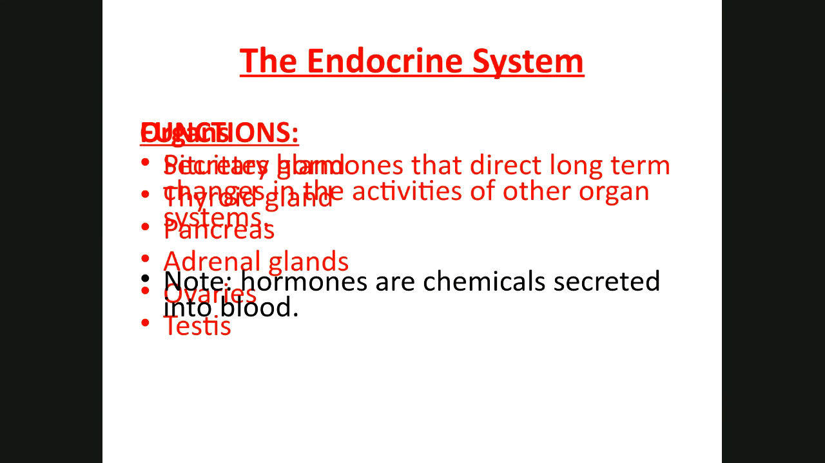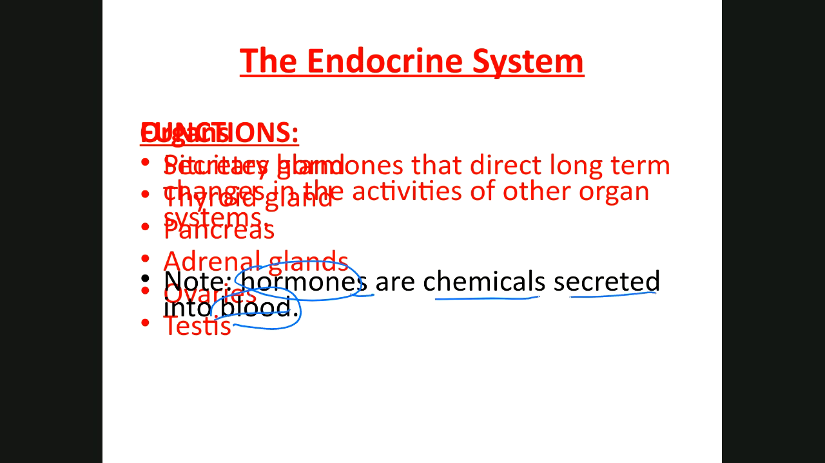And those are the systems that are going to be covered this semester. It starts with the endocrine system. This PowerPoint is kind of jumbled, hard to read, but the endocrine system is a system of organs called glands that secrete chemicals into the blood. These chemicals are called hormones. So by definition, hormones are chemicals secreted into the blood.